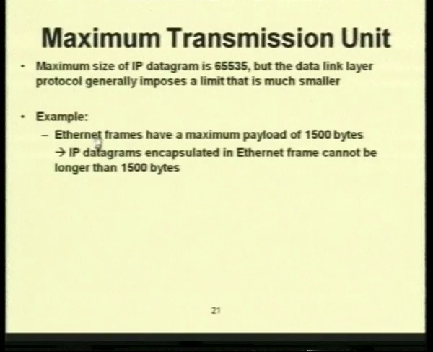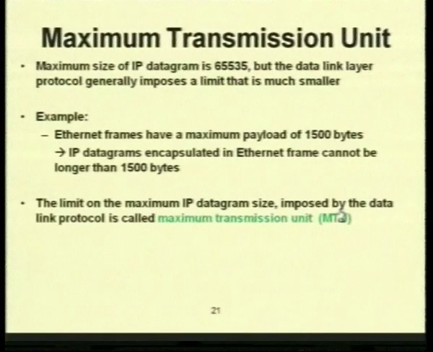Suppose I have an Ethernet frame. Now an Ethernet frame can have a maximum payload of only 1500 bytes. So an IP datagram which is encapsulated in an Ethernet frame obviously cannot be longer than 1500 bytes, because remember that IP protocol data will be carried in a data link layer frame, and if I am using Ethernet at the data link layer, the Ethernet data cannot be more than 1500 bytes. So naturally an IP datagram carried on an Ethernet frame cannot be greater than 1500 bytes.